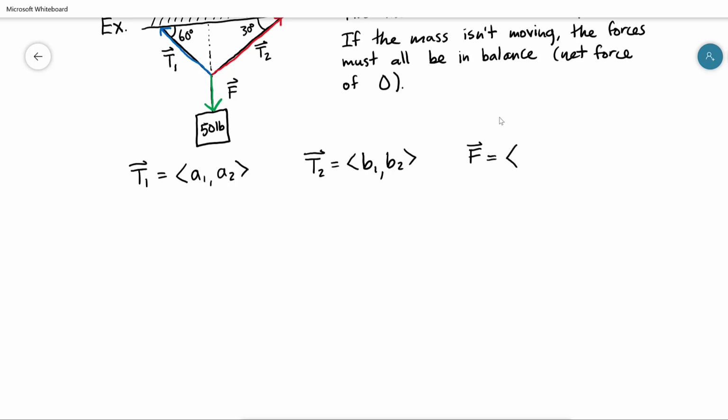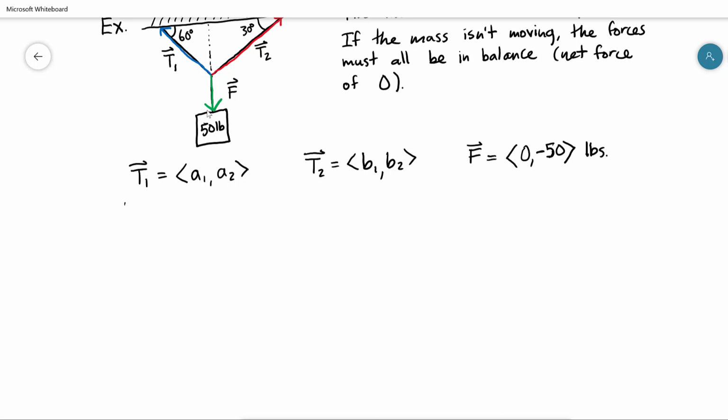Capital F is the one pointing down, and in component form, we actually know what this is. What is the horizontal component of force acting on this? Well, it's pointing straight down, so there's 0 horizontal force. And how much is in the vertical direction? Well, it's all 50 pounds, and it's with a negative sign because it's pointing down. So there is what our force F looks like, pointing straight down.